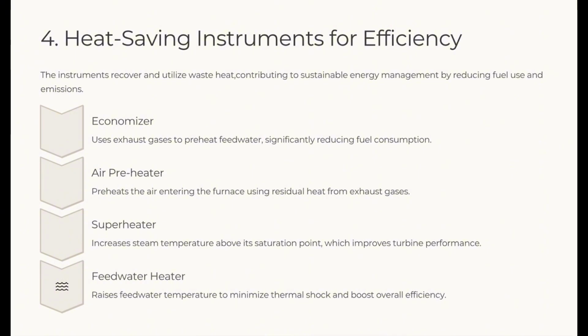So now moving on to number 4, which is heat-saving instruments for efficiency. These instruments recover and utilize waste heat, contributing to sustainable energy management by reducing fuel use and emissions. The first instrument is the economizer, which uses exhaust gases to preheat feed water, significantly reducing fuel consumption. Next is the air preheater, which preheats the air entering the furnace using residual heat from exhaust gases. Then is the superheater, which increases the steam temperature above its saturation point, which improves turbine performance. And lastly is the feed water heater, which raises feed water temperature to minimize thermal shock and boost overall efficiency.